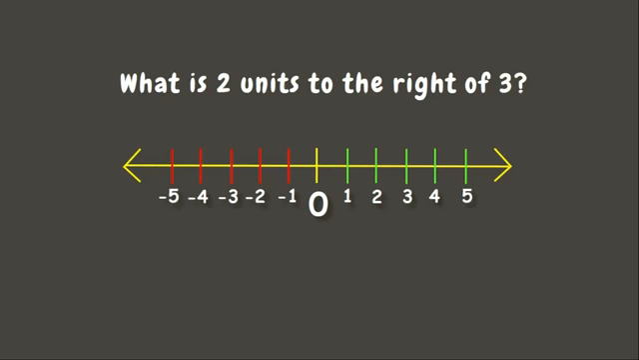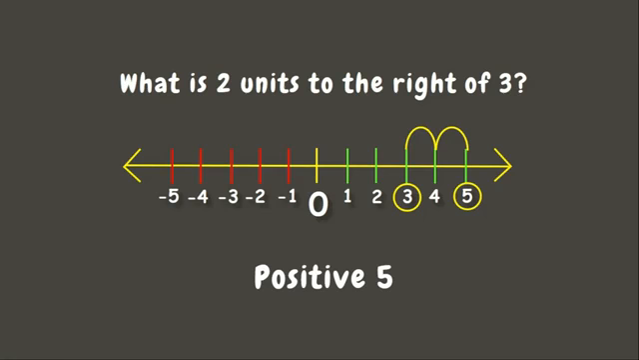Now if we are asked this question, what is 2 units to the right of 3? It means that we need to move 2 units or 2 times to the right of the number 3. Let's try it. There! It means 2 units to the right of 3 is positive 5. This also represents addition, where when we add 2 and 3, that gives us positive 5.